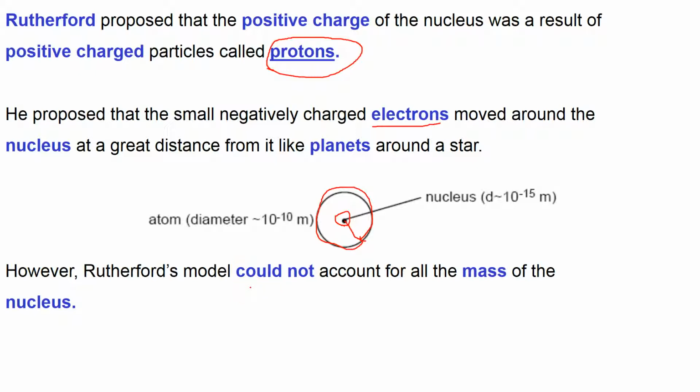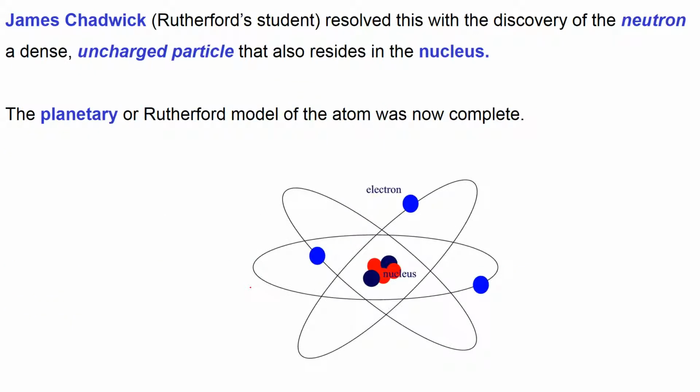Now, the model of the atom is almost complete, except Rutherford still couldn't get this nucleus heavy enough in order to deflect an alpha particle. And it wasn't until the 1930s that Rutherford's student was able to finalize the model of the atom with the discovery of a third subatomic particle called the neutron. The neutron is uncharged and resides in the nucleus alongside the protons.